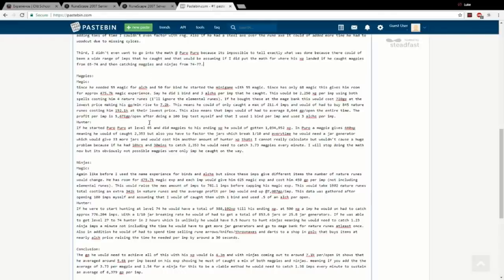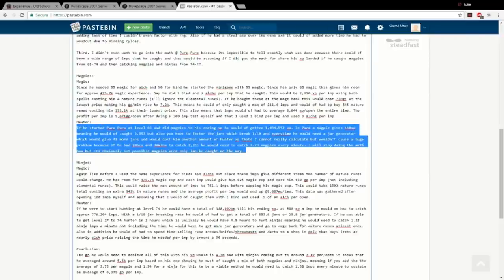So I did the math for level 65 Hunter to level 74 on magpies, and this would come out to about 2,353 magpies, or 3.73 magpies every minute. And I didn't really want to go further into the math because it shows that it's completely impossible to catch this many magpies through scouting.